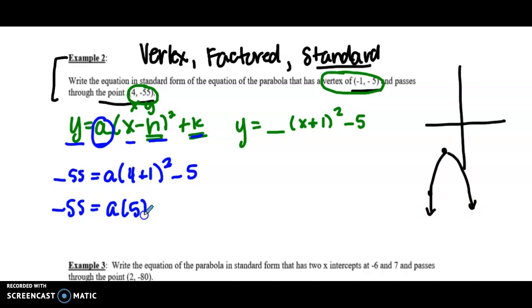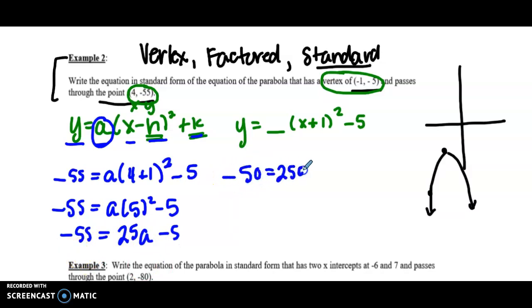4 plus 1 is 5, squared, minus 5. Then you end up with -55 equals 5 squared, which is 25, so it's 25 times a, minus 5. Now, if I add 5 to both sides, I end up with -50 equals 25a. This doesn't turn out too bad. Divided by 25, and I get -2 is equal to a.